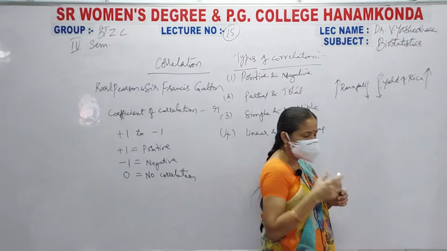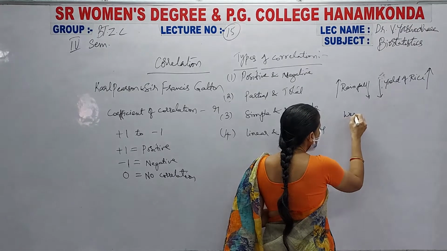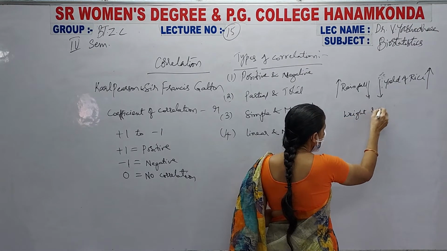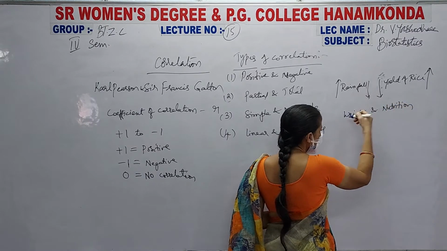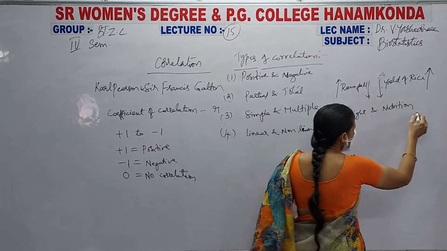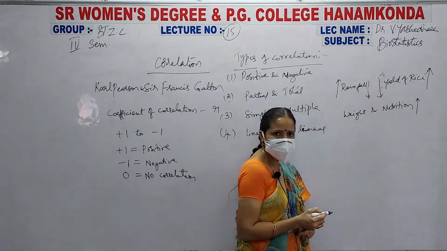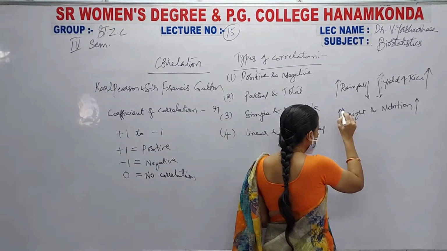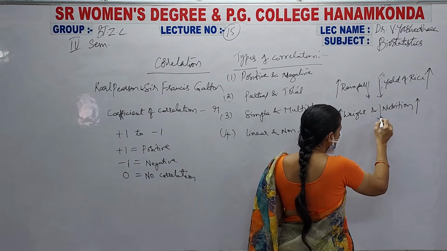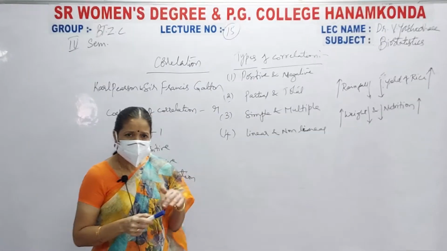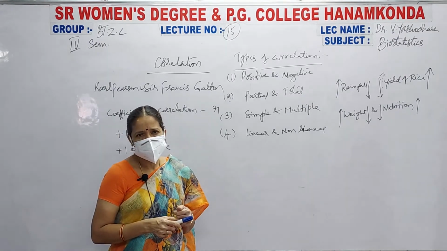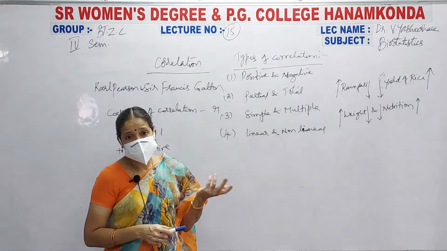Let us see another example. See here, weight and nutrition, or the other way around, nutrition and weight. If you are giving high nutritious food, the weight of the animal increases. If you are giving low nutritious food, the weight of the animal will decrease. That means if one is increasing, the other is also increasing. If one is decreasing, the other is also decreasing.